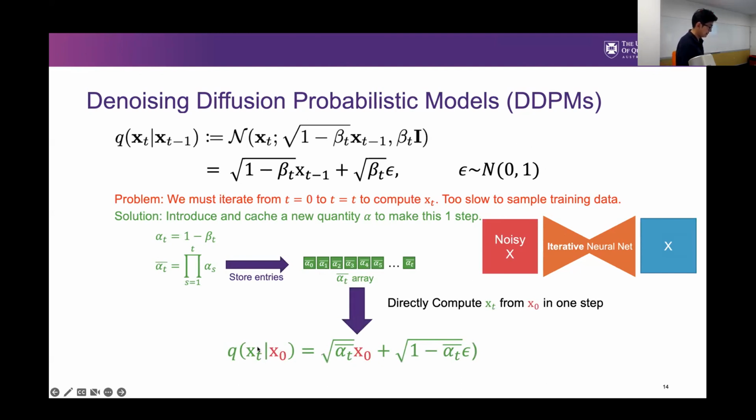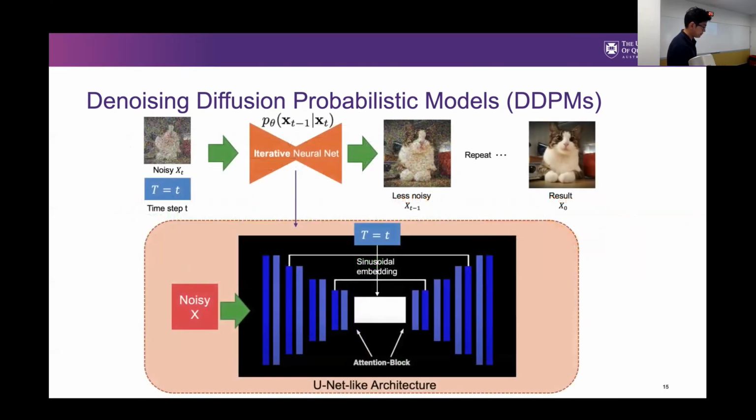So if you need xt, or if t equals 999, we can arrive at that with just x0, sorry, that's the clean image. So we just combine the clean image with some noise, using our stored value to fuse them together. Okay, so that's how we create the training data.